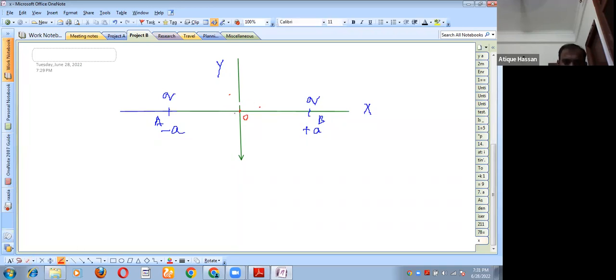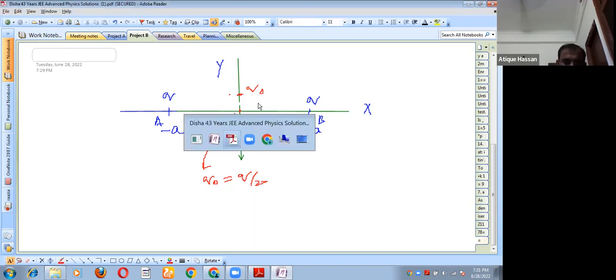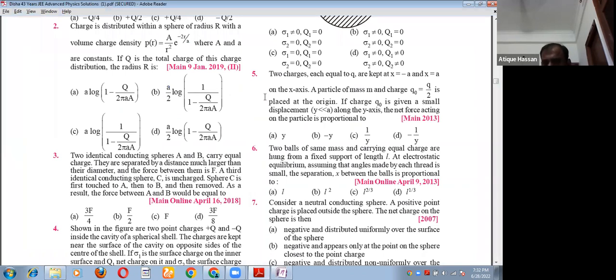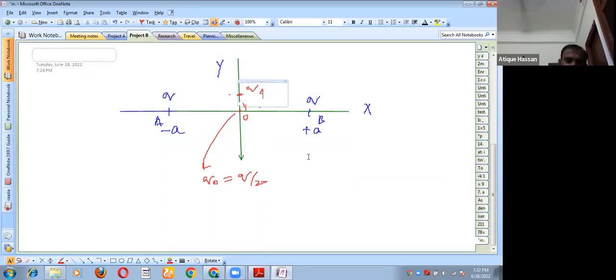Charge on this is given as Q naught. Now what happens? This charge Q naught is displaced. Suppose I place charge Q naught here and it is given a small displacement y, much less than a. So suppose I displace Q naught through a small displacement y along the y-axis. Then we have to see the net force. What is the value of net force and which is it proportional to? So we have to find the net force on Q naught.